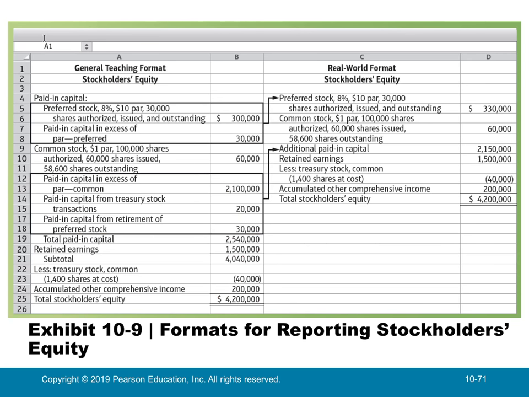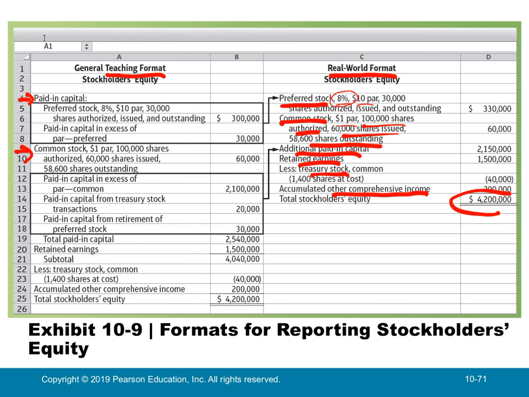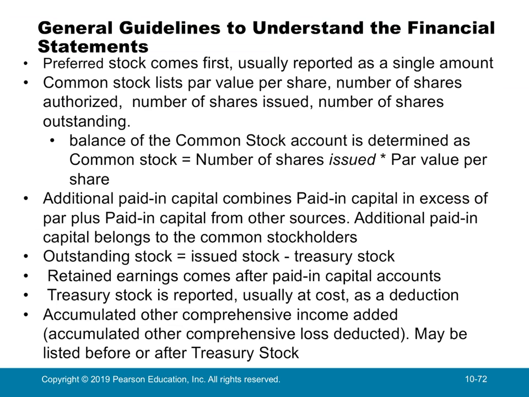At a more basic level, this is how we see it in the teaching format, where we have all this detail of paid in capital, right, common stock. But in the real world, under stockholders' equity, you're really just going to see preferred stock, whatever percent it is, whatever the par is. So this is the dividend percent, right? Then you'll see common stock, the par, the shares authorized, issued, outstanding, additional paid in capital, retained earnings, any treasury stock, this other comprehensive income account, and that's going to give you your total stockholders' equity. So on the balance sheet in the real world, this is what you'll generally see as the stockholders' equity section.